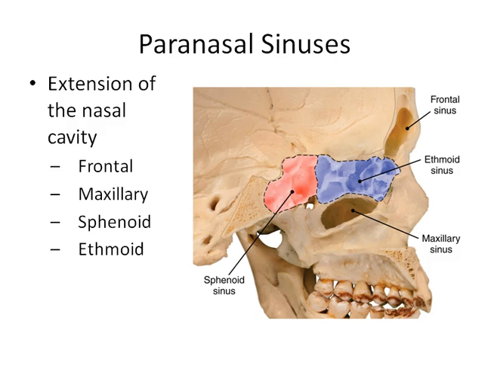This is an image shown on page 41 of your text of the paranasal sinuses. Those are the sinuses that are around the nasal cavity. This is the frontal, ethmoid, sphenoid, and maxillary sinus.